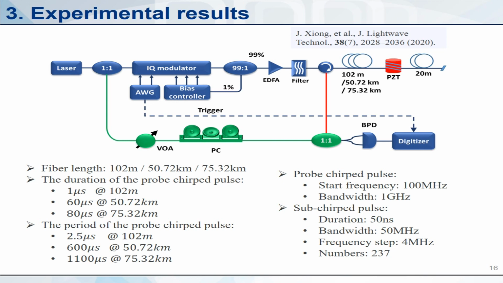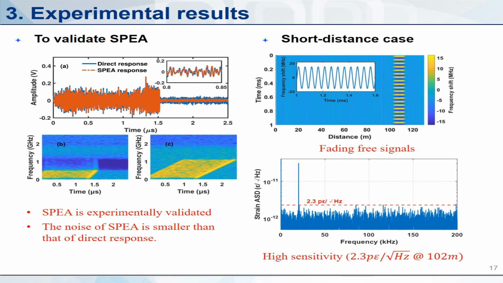But we use the same chirp pulse range, which starts from 100 MHz, and its bandwidth is 1 GHz. The duration of the sub-chirp pulse is 50 nanoseconds and the bandwidth is 50 MHz, and the frequency step is 4 MHz. The number of the sub-chirp pulses is 237. At first, we have to validate SPA, and this figure compares the SPA response with the traditional COTDR response. Essentially, they are consistent with each other.